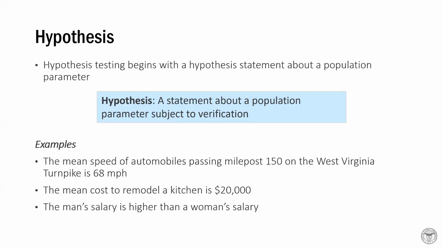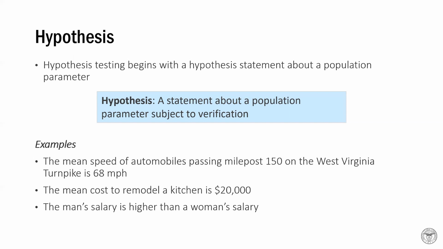In this video, we develop a procedure to test the validity of a statement about a population parameter. We use the population mean as the example in our following hypothesis testing procedure. By definition, a hypothesis is a statement about a population parameter subject to verification. Here are some examples of statements we might want to test.